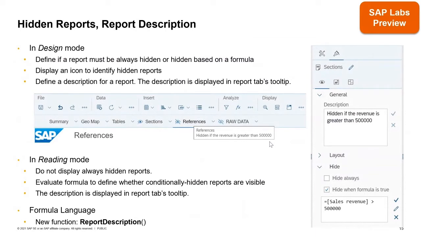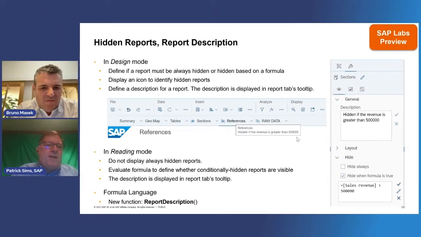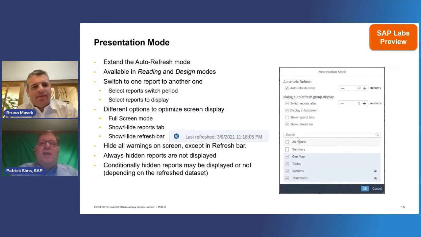Hidden reports and report descriptions. In design mode, you'll be able to take a report or a tab, however you like to describe it, and you can hide it or auto hide it based on certain criteria that you'd put into place. That is a useful feature that appeared in 4.2 that many of you wanted back. So there it is. And we've got even a new function for formula language that does a report description function call. We'll show you that. It's very easy to use, very easy to deploy.